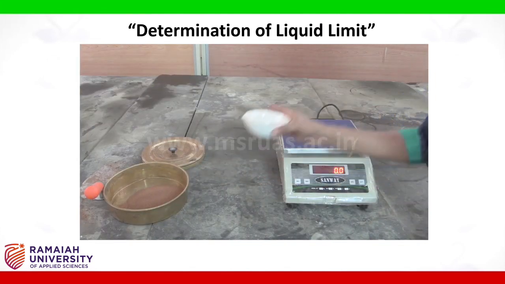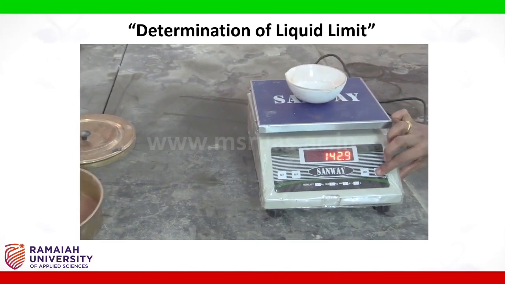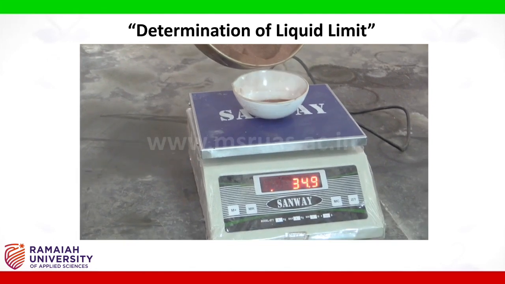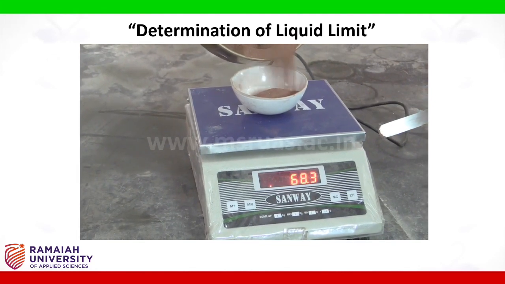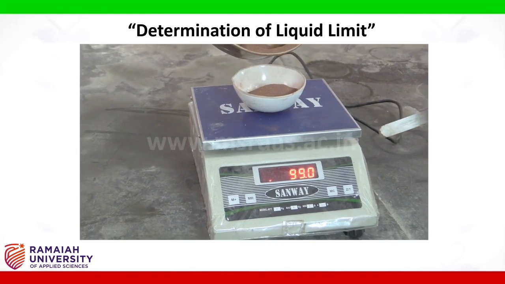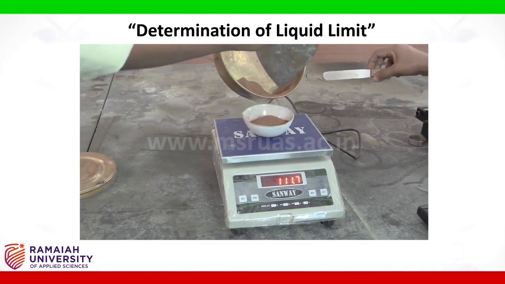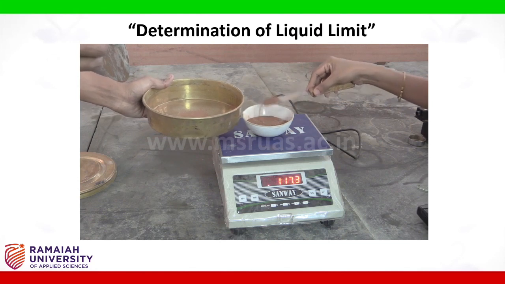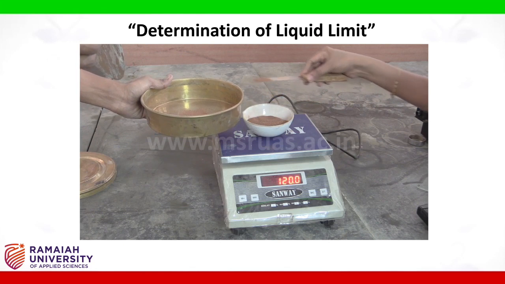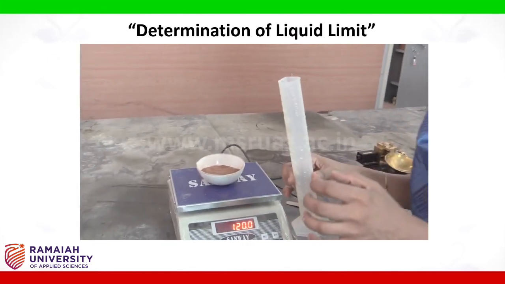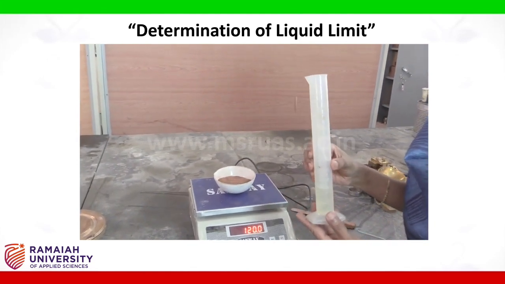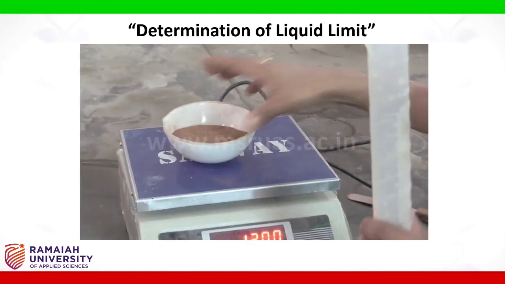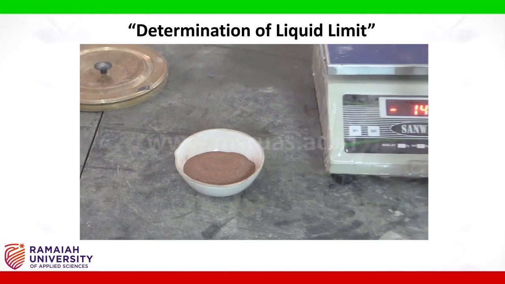Now to measure the soil sample, place the porcelain dish on the weighing balance and tare its weight to 0. Now pour around 120 grams of the soil sample into the porcelain dish. Now mix around 20% of water of the dry weight. We have taken 120 grams of the sample, so 20% of that will come around 24 ml of water. So we will add 24 ml of water to the soil sample and mix it thoroughly.